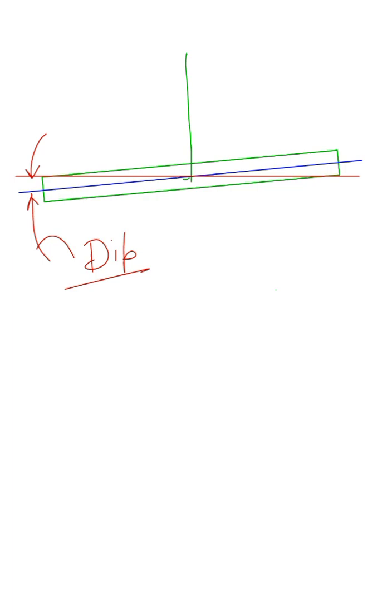The value of dip at the equator is always 0. Keep this in mind. The value of the dip is 0 at the equator and 90 degree at the pole, north pole or south pole. Clear? So these are the basics of compass surveying.